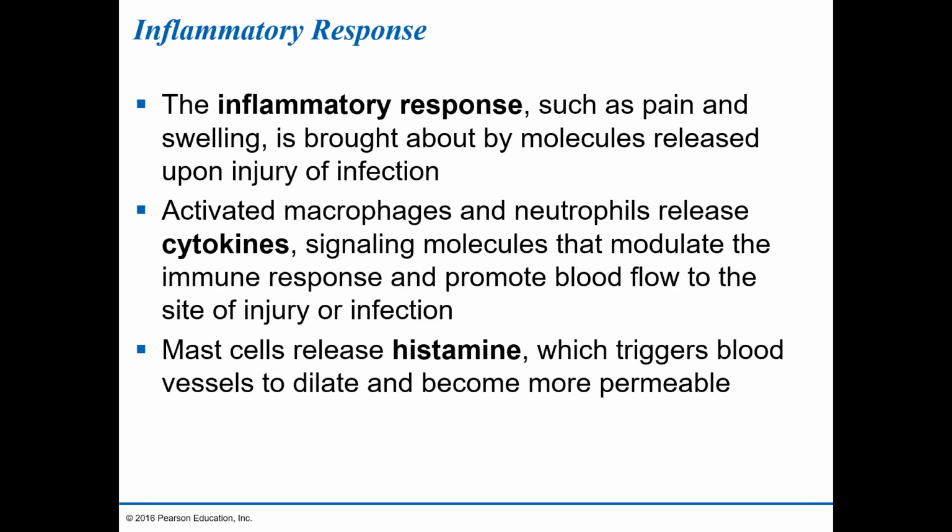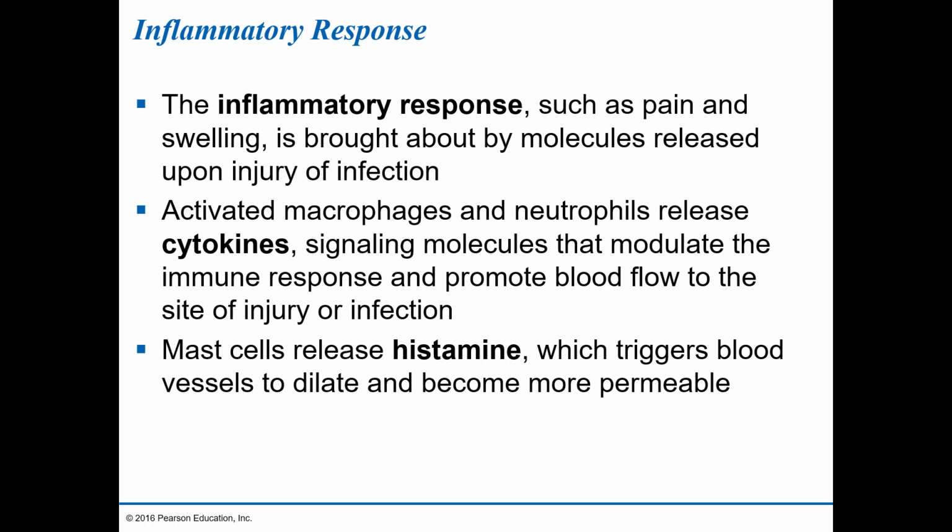Activated macrophages and neutrophils, remember those things that are floating around in our body, release something called a cytokine, a signaling molecule that modulates the immune response and promotes blood flow to the site of injury or infection. So these macrophages release a certain enzyme. It tells those molecules we need more blood flow into that area. You know, when you get an infection, the blood is pounding in that area. That's where the heat comes from. That's where the red comes from. That's why it's a little bit more swollen also.